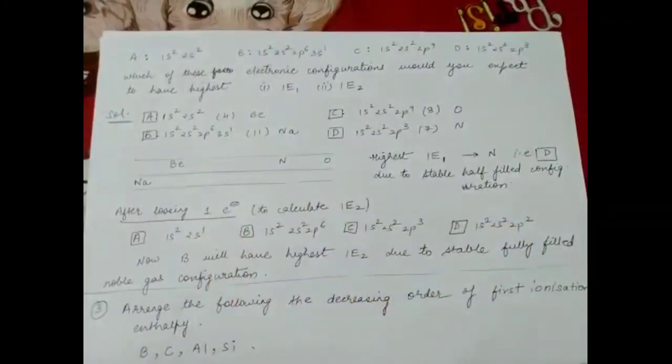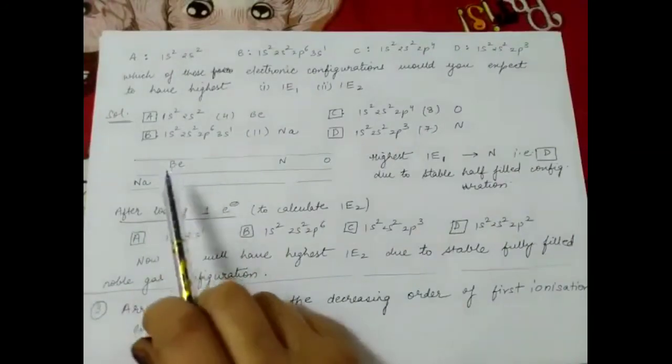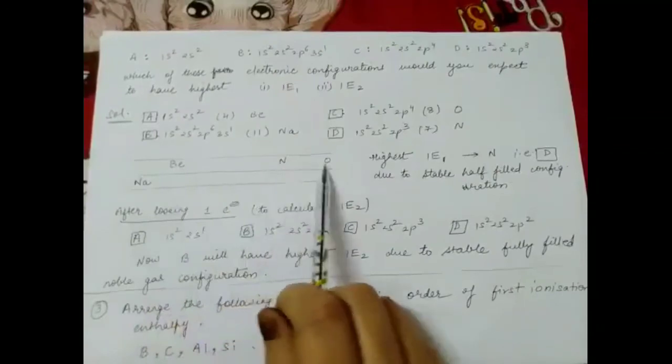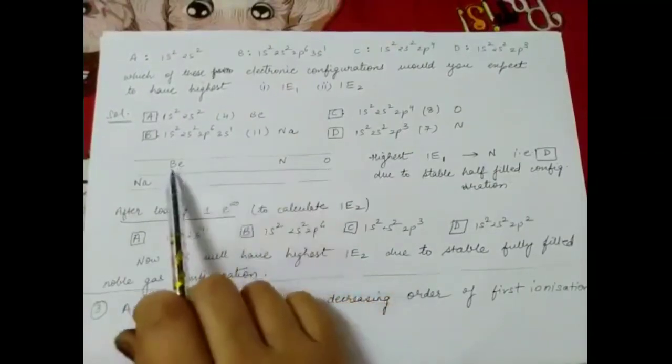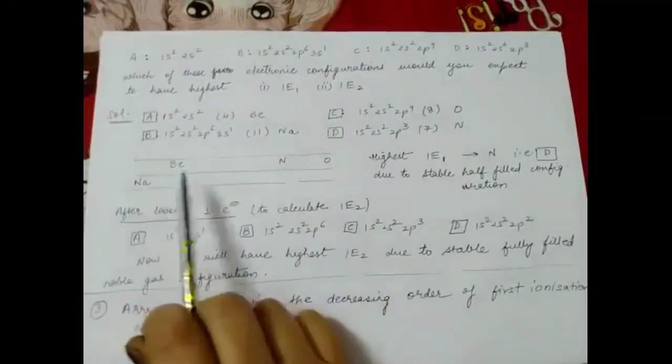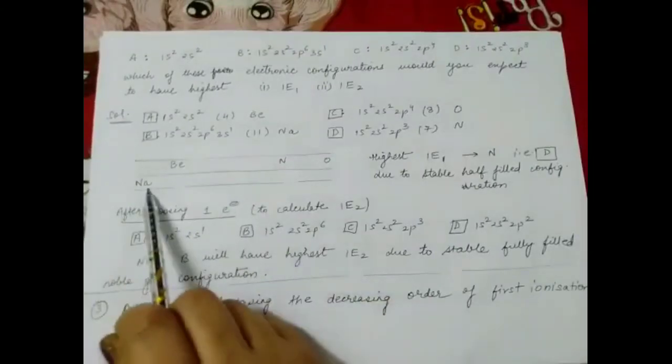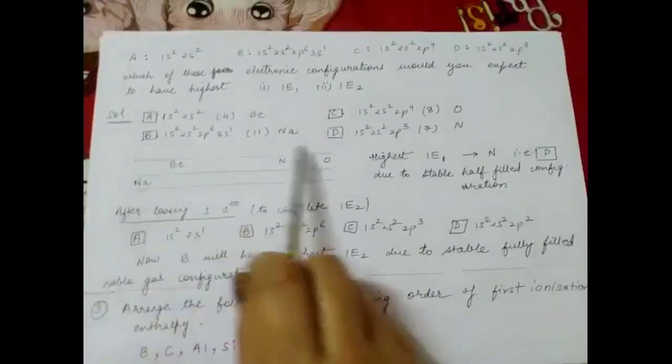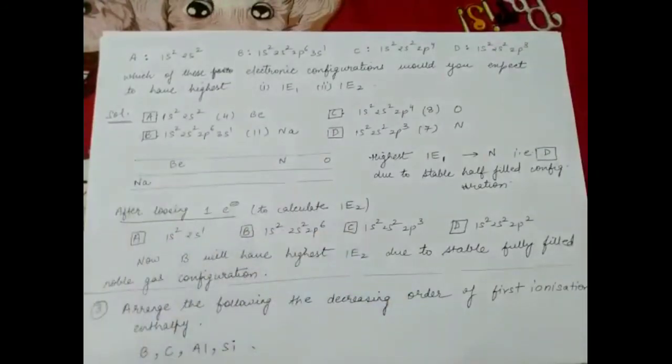Now what we'll do, first we'll place them according to their position in the periodic table. Beryllium, nitrogen and oxygen belong to the second period. So these are placed like this: 4, 7 and 8. And sodium belongs to the third period. It is like this. So this is the position of these 4 elements in the periodic table.